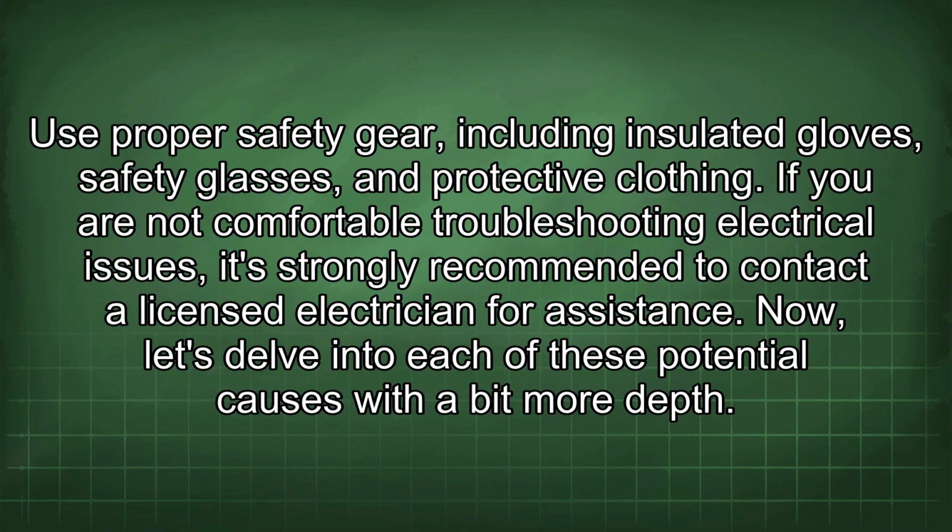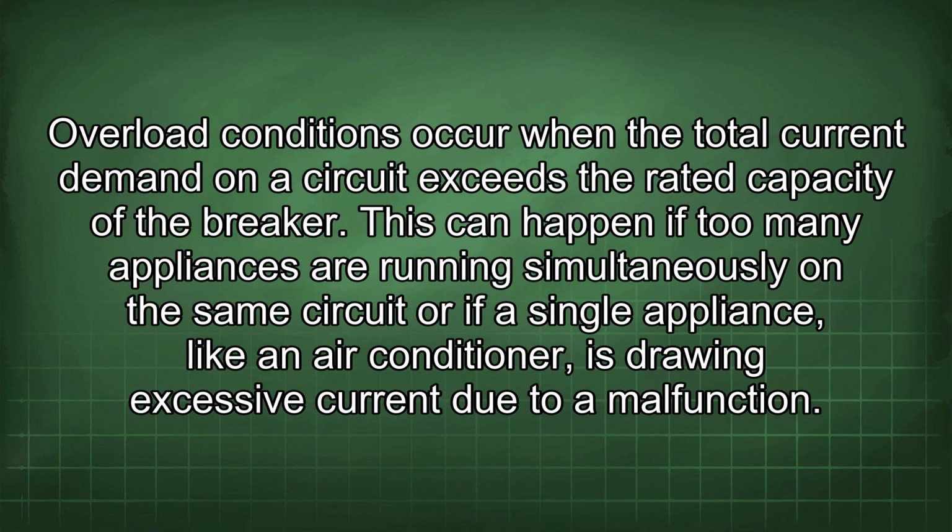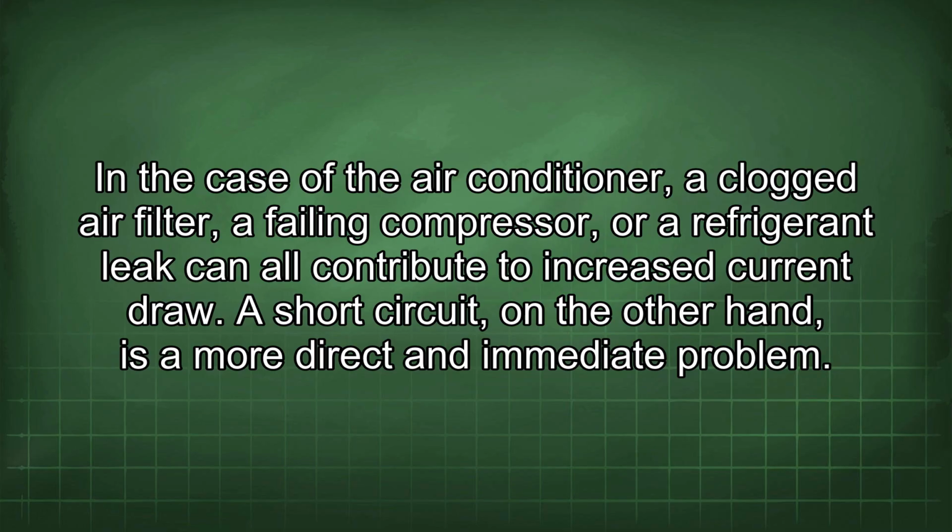Now let's delve into each of these potential causes with a bit more depth. Overload conditions occur when the total current demand on a circuit exceeds the rated capacity of the breaker. This can happen if too many appliances are running simultaneously on the same circuit, or if a single appliance, like an air conditioner, is drawing excessive current due to a malfunction. In the case of the air conditioner, a clogged air filter, a failing compressor, or a refrigerant leak can all contribute to increased current draw.